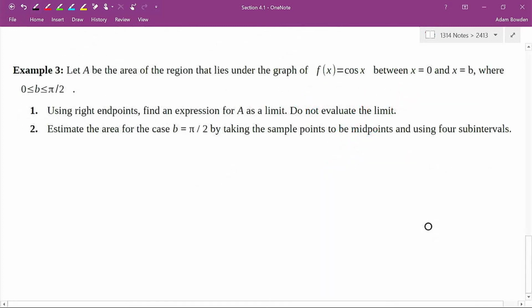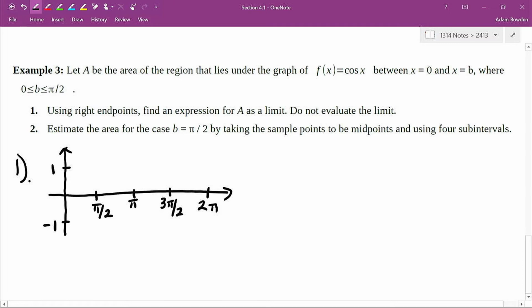On this next example, we're going to take a look at the function f of x equals cosine x between 0 and b, where b is between 0 and pi over 2. What we're going to do is find an expression for the limit of the area under the curve. We're not going to evaluate the limit, but we'll find an expression for that limit.